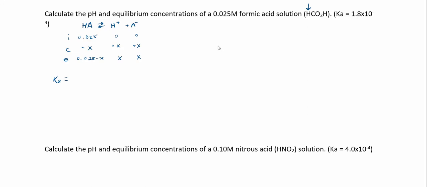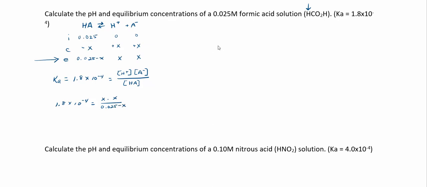Now I can put this into the K expression. So the Ka has a value of 1.8 times 10 to the negative fourth, and that is going to be equal to the concentration of the hydrogen ion times the concentration of the conjugate base, the A-, all divided by the concentration of the HA, and these are equilibrium concentrations. Now the equilibrium concentrations are represented by the E row of the ICE table. So I'm going to fill that in for my concentrations. So we have X times X divided by 0.025 minus X.